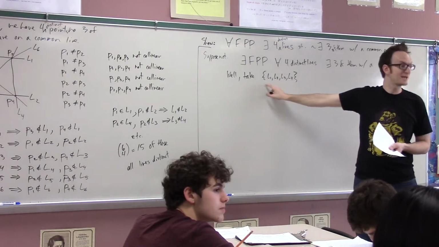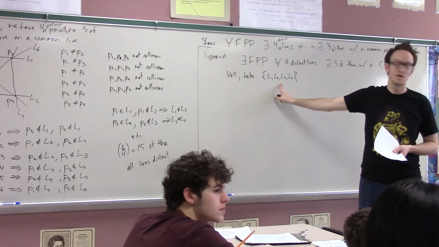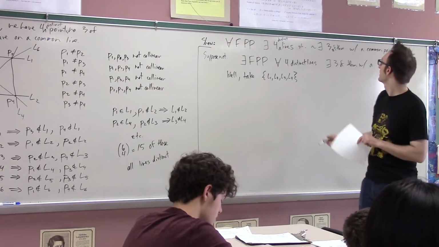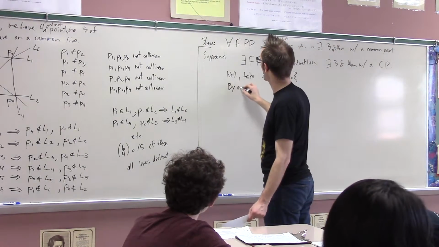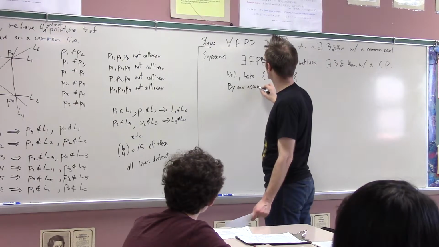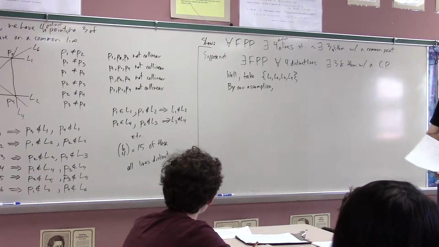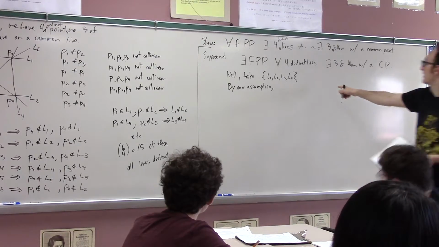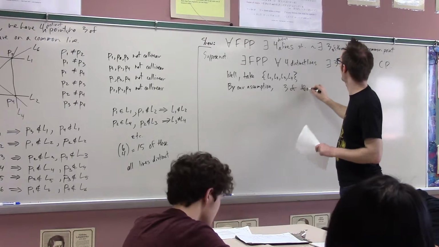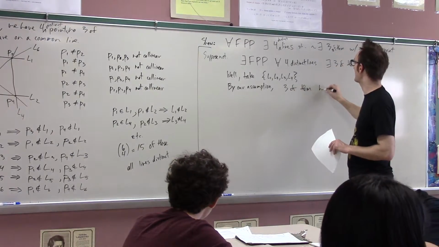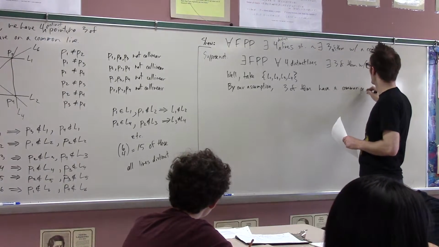Yeah. So now I'm saying, well, take these 4 lines. I'm building a model. These 4 lines must exist in any model. So take these 4 lines. What do we know? By our assumption, what do we know about this set of 4 lines? Yeah, 3 of them have a common point. Okay.